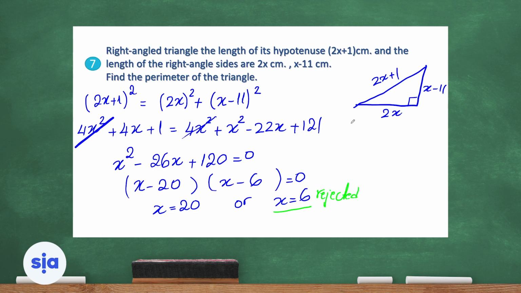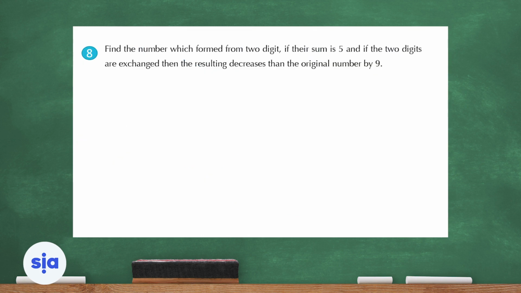So to find the perimeter equals 2x plus 1 plus x minus 11 plus 2x. If you simplify this perimeter, it will be 5x minus 10, and you substitute the x by 20, so 5 times 20, which is 100 minus 10, equals 90 centimeters.